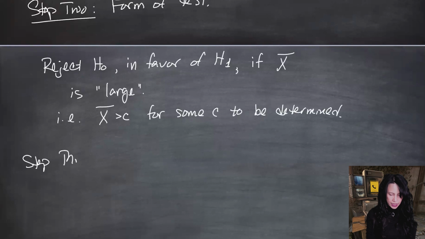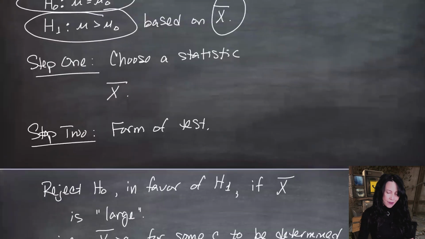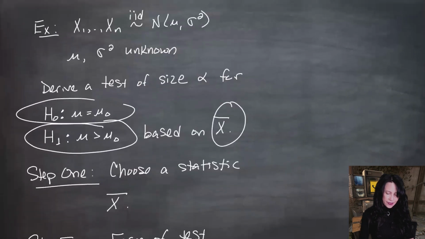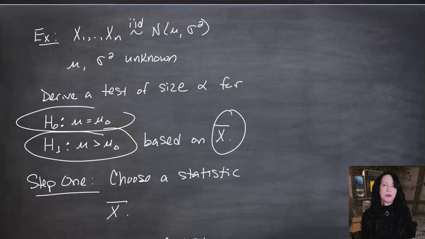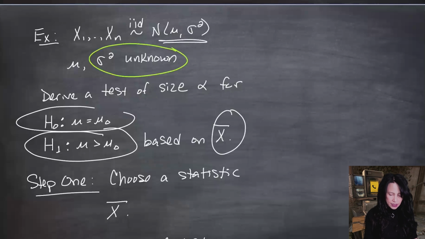Step 3 is going to be to find c. Now, neither of these hypotheses are simple. The alternative is definitely not simple because of the inequality, and the null hypothesis is also not simple, because even if you know that the true mean is that fixed mu naught, you still don't know entirely what this distribution is because sigma squared is unknown. So we're going to have to use the sample variance.